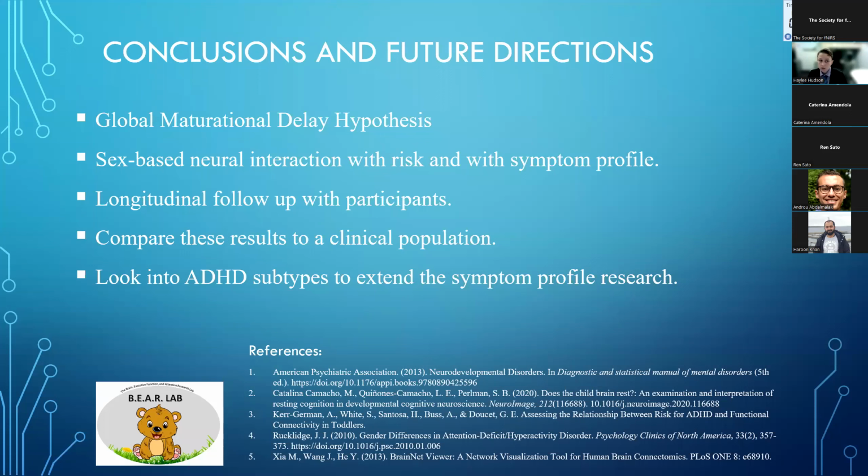We plan to continue and follow up with these children to see if familial risk is predicting ADHD diagnoses, as well as compare these results to a clinical ADHD population of older children to see if these results are predictive of neural profiles of children with a diagnosis of ADHD. And then we also want to see if there are sex-based differences interacting with the subtype of ADHD to extend our work with symptom profiles to clinical practice.